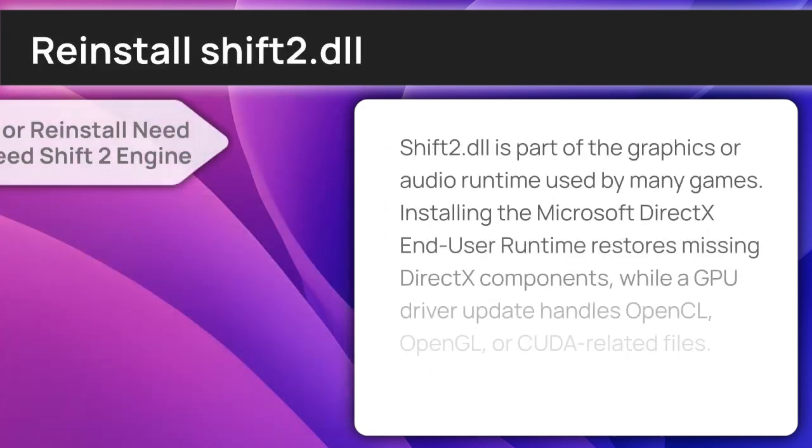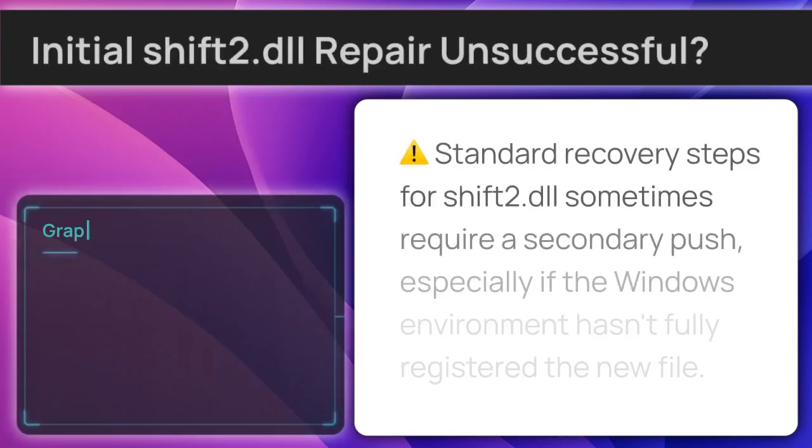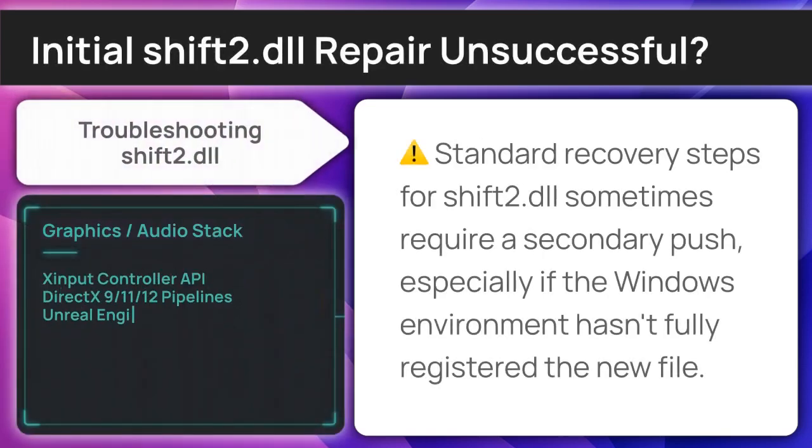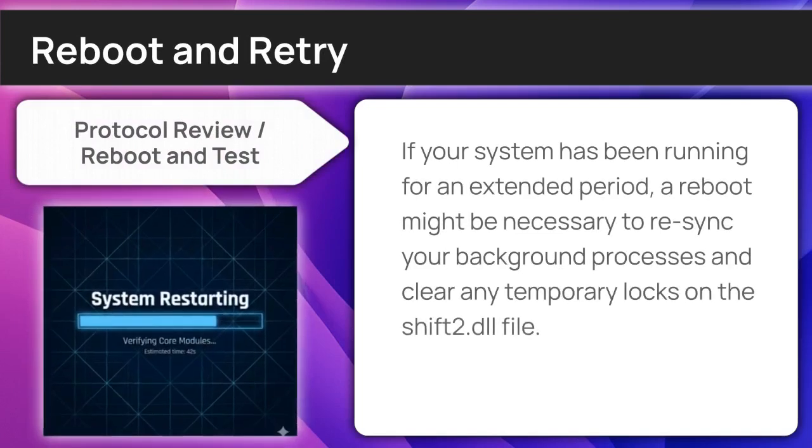Shift2 is part of the graphics or audio runtime used by many games. Installing the Microsoft DirectX end-user runtime restores missing DirectX components, while a GPU driver update handles OpenCL, OpenGL, or CUDA-related files. When a standard software refresh isn't enough, we need to bypass the automated installers and look at manual system state resets. A quick system restart is a practical way to ensure that all shared libraries, including shift2 library, are being loaded correctly into the current session's memory.